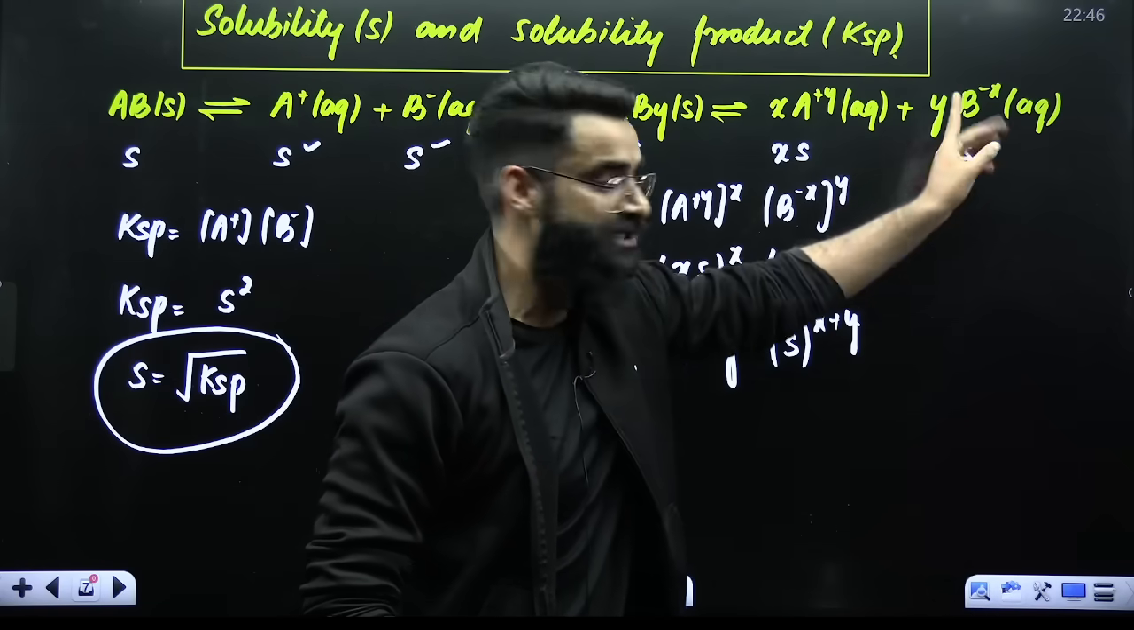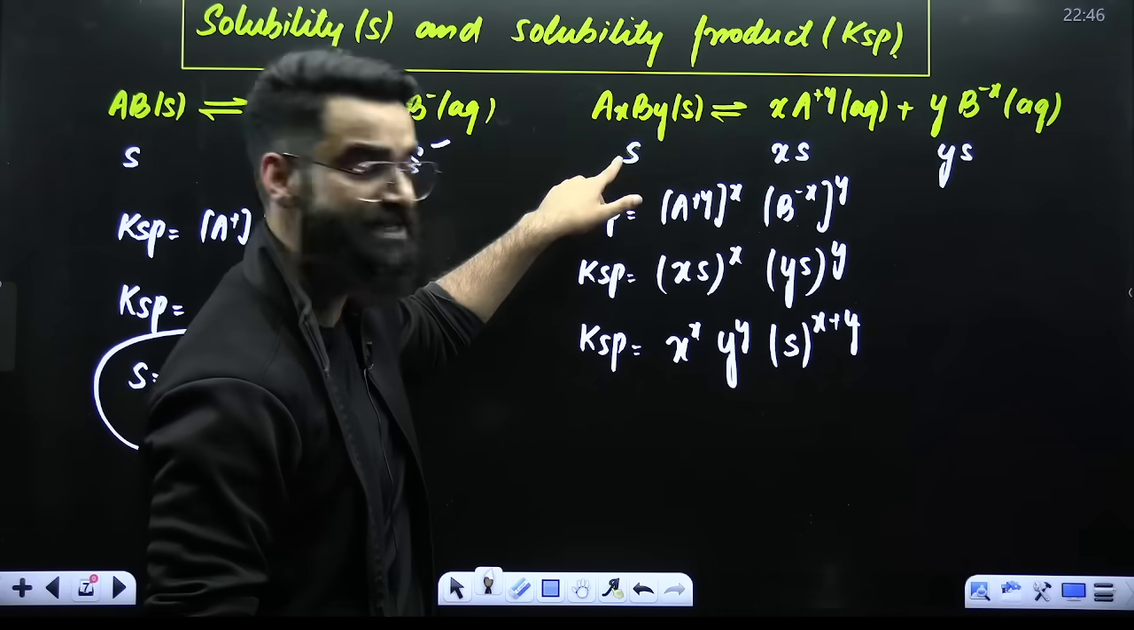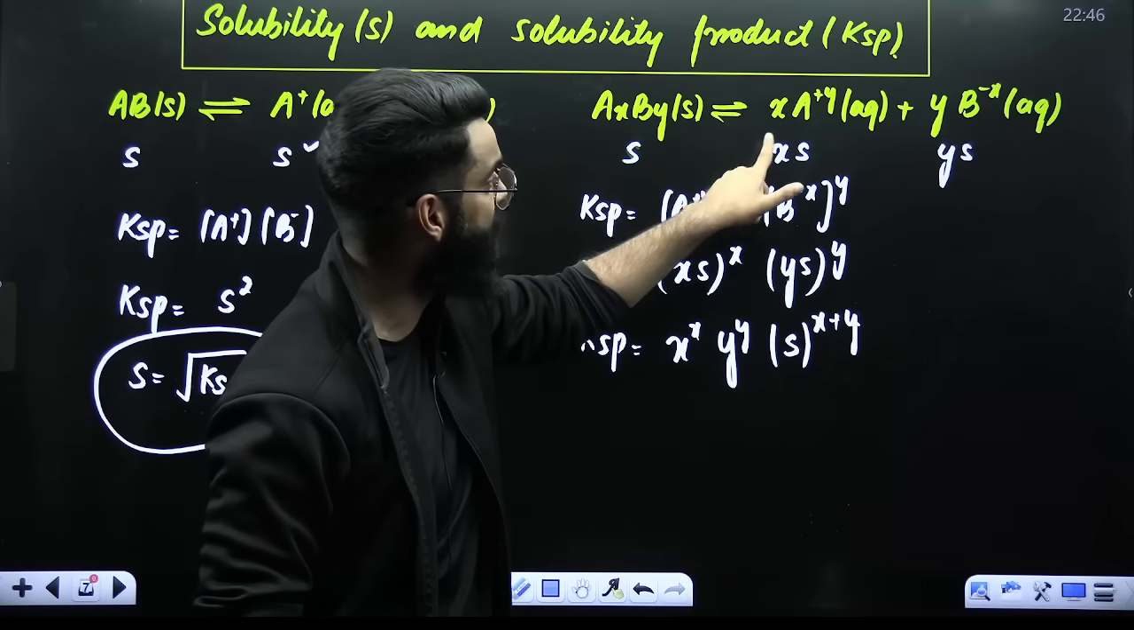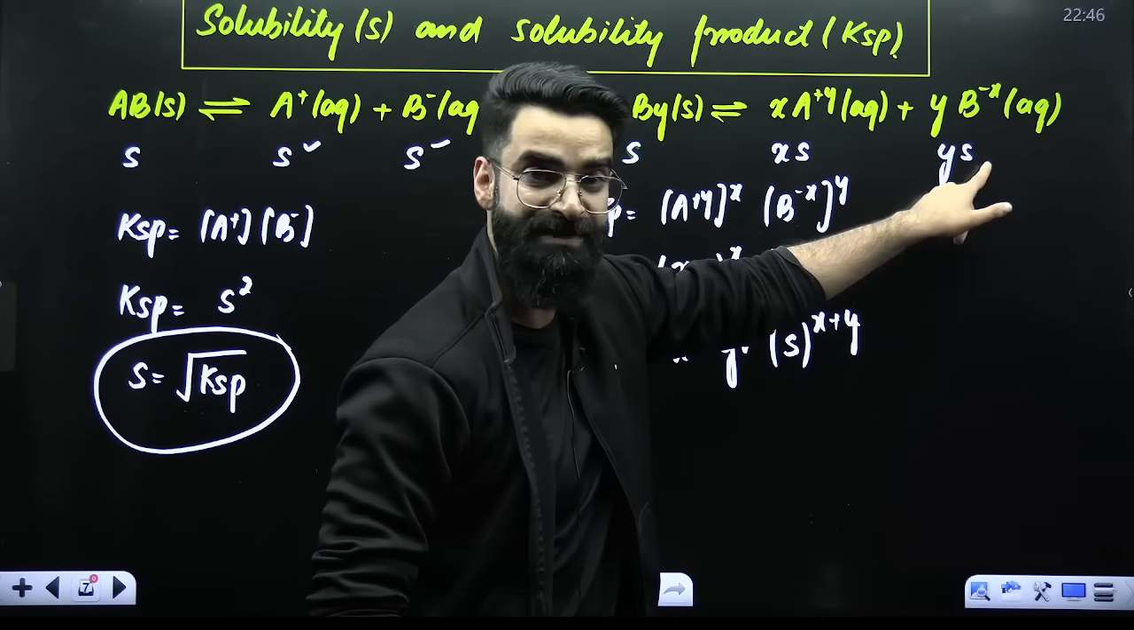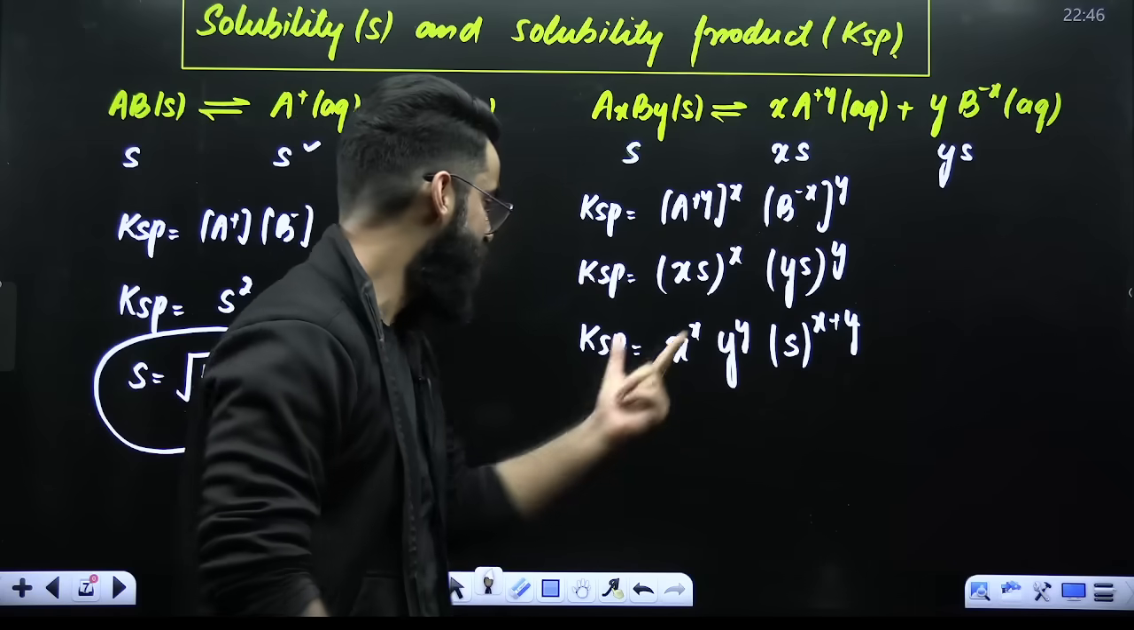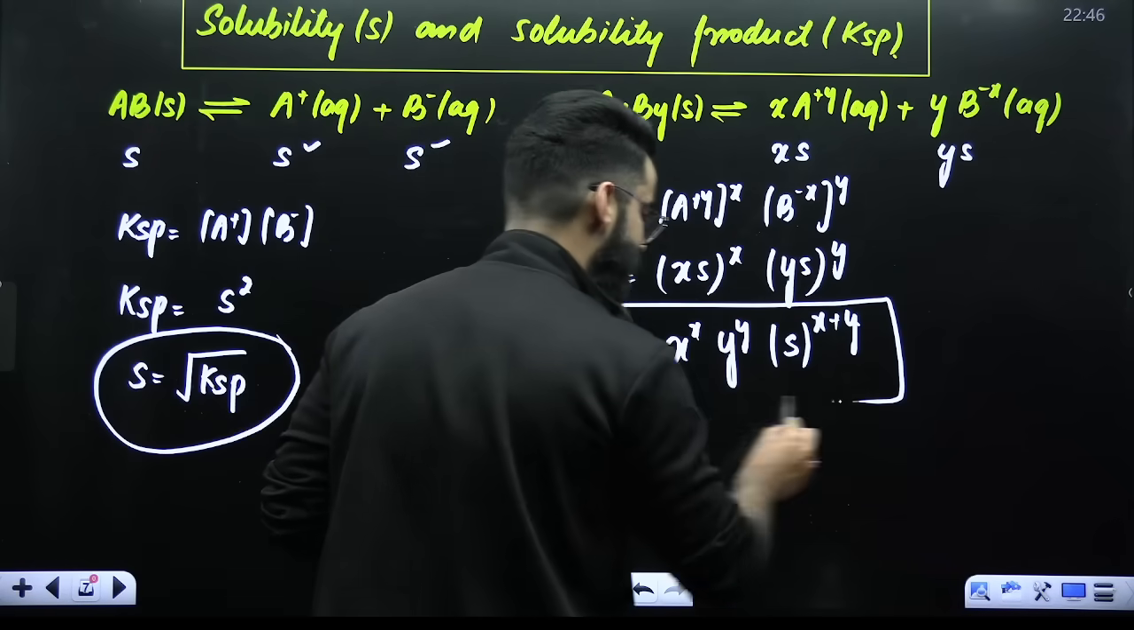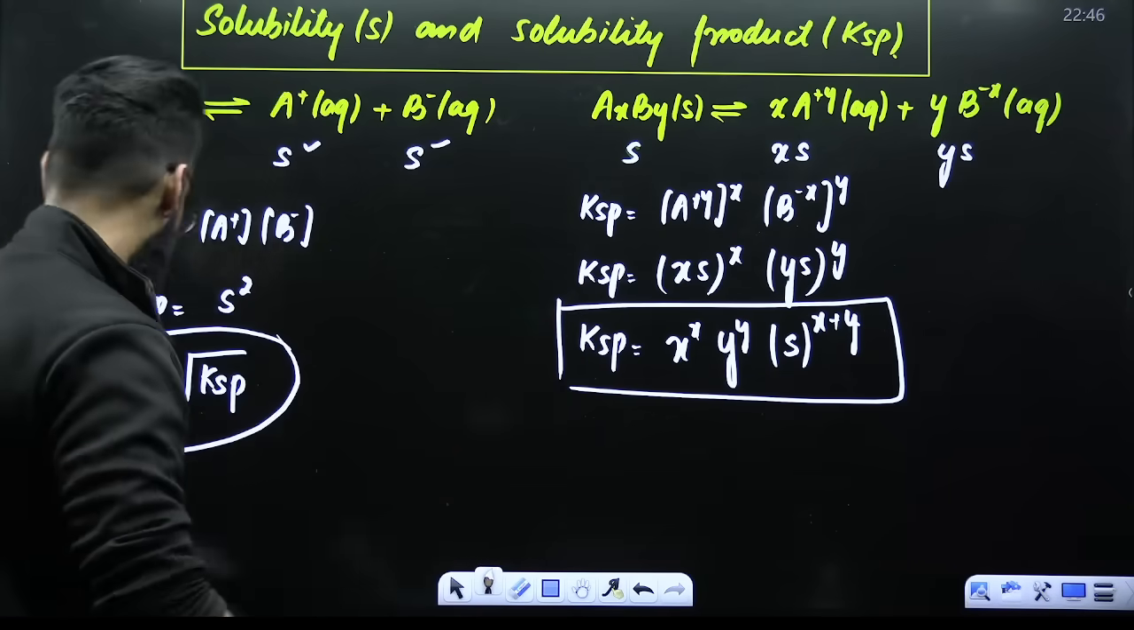This is how it undergoes dissociation first of all. If the solubility of this salt is S, so the concentration of A^Y+ will be X times S. This will be Y times S. Now, when you write the KSP expression, you get the final KSP result over here like this. Okay. Now, what kind of question is asked from this?